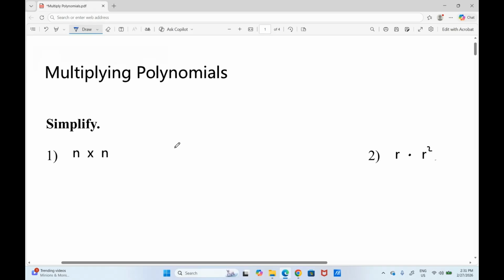Hi class, in this video we're going to be talking about multiplying polynomials. So to start us off for our first example, we have n times n. Now to solve this one, we have to use our exponent laws.